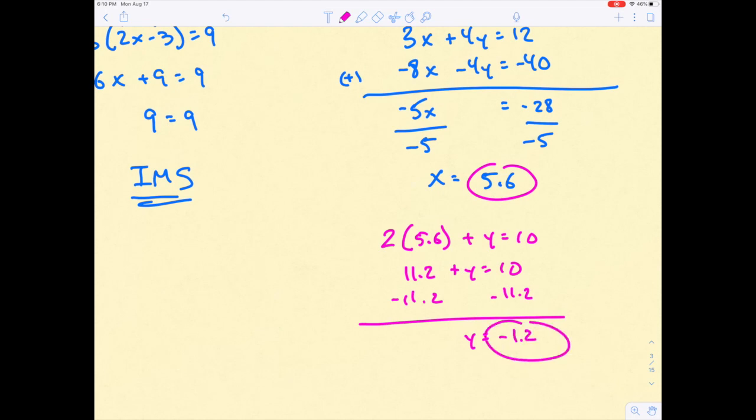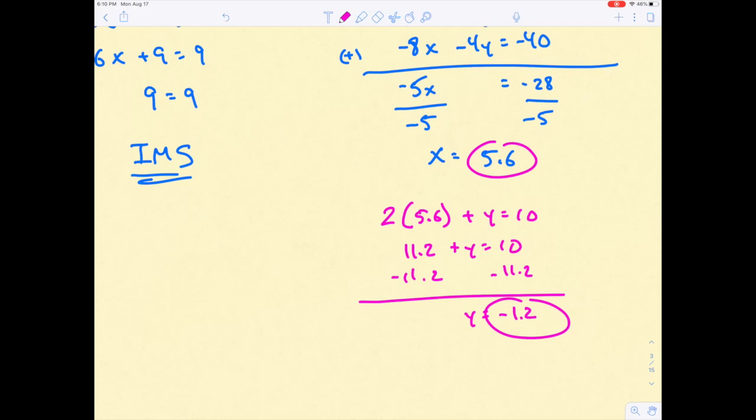All right, so we have our two answers. We have our two pieces of our answer. So the solution is x comes first and y comes second, and we're done.